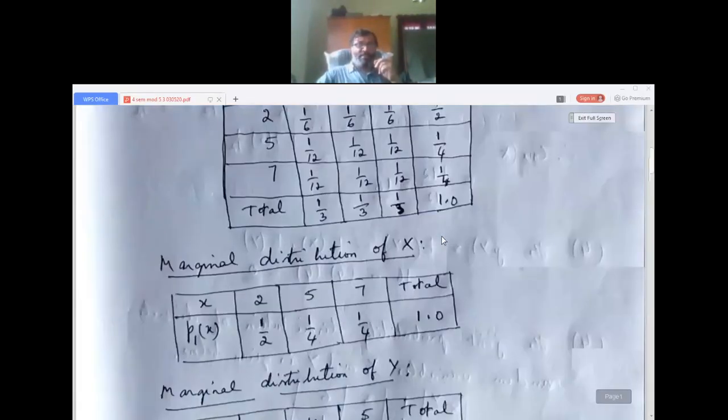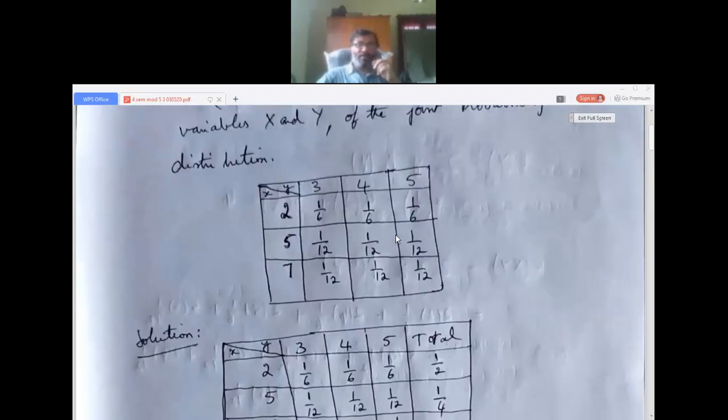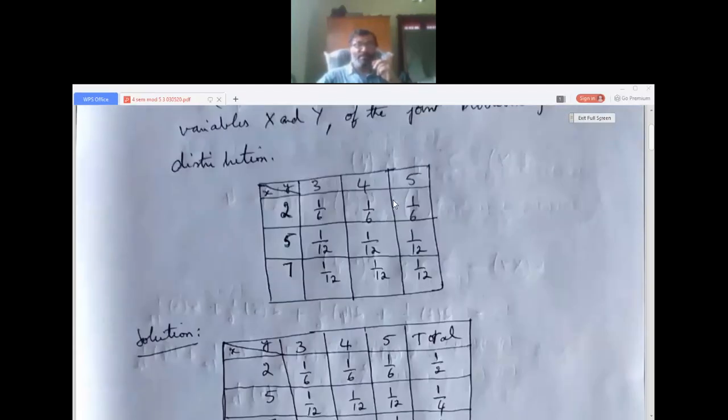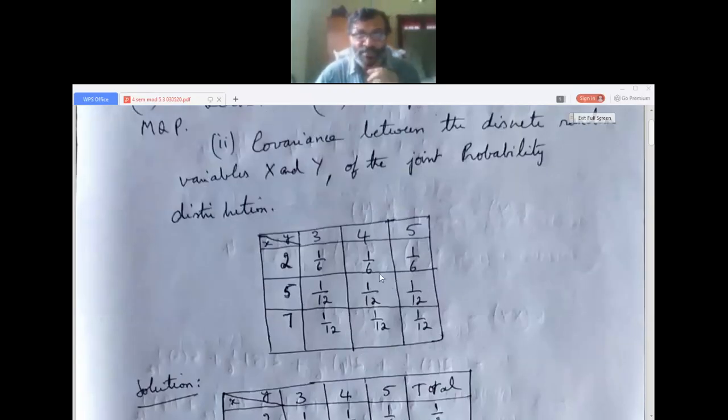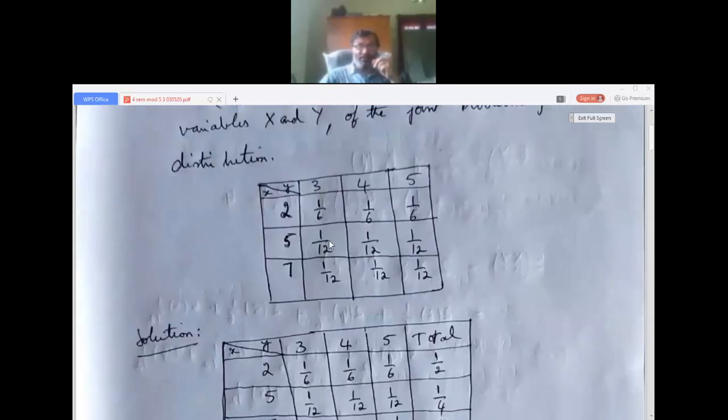The question is: determine the marginal distribution of x and y, and the covariance between the discrete random variables x and y, of the joint probability distribution. So the table is given. Once the table is given, you write it in this form. That is compulsory. You have to write it like this: x, y, then as it is. This table is half here: 3, 4, 5, 2, 5, 7. Complete everything.